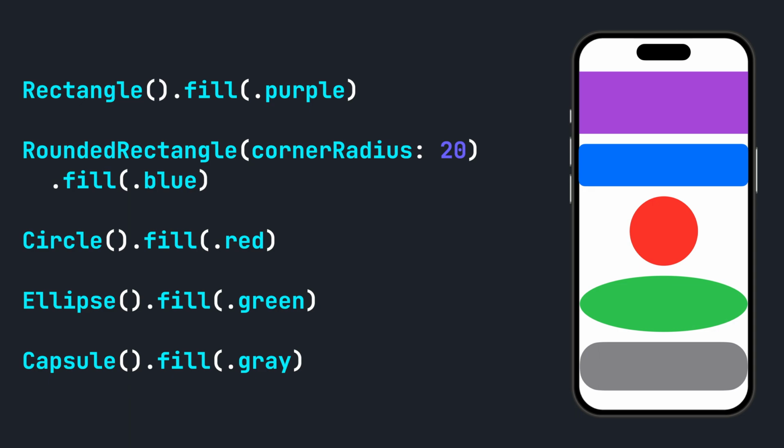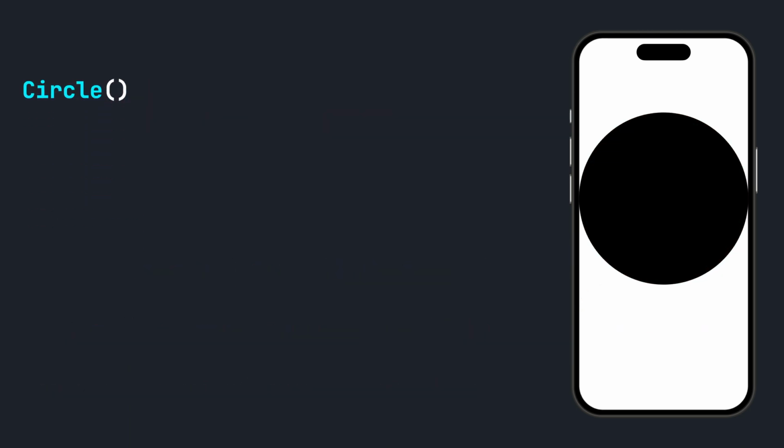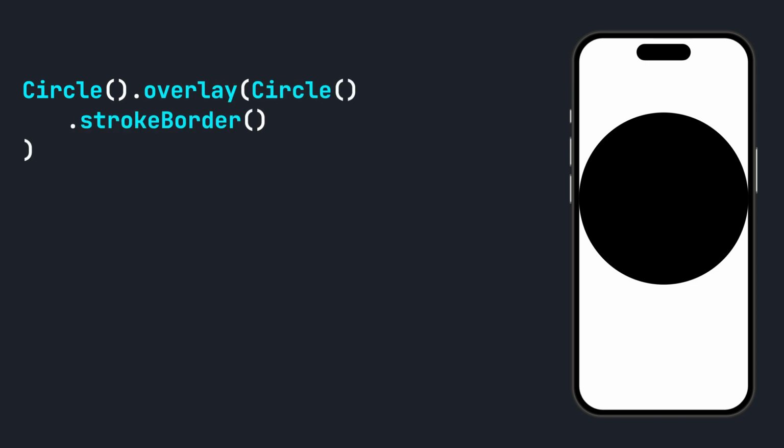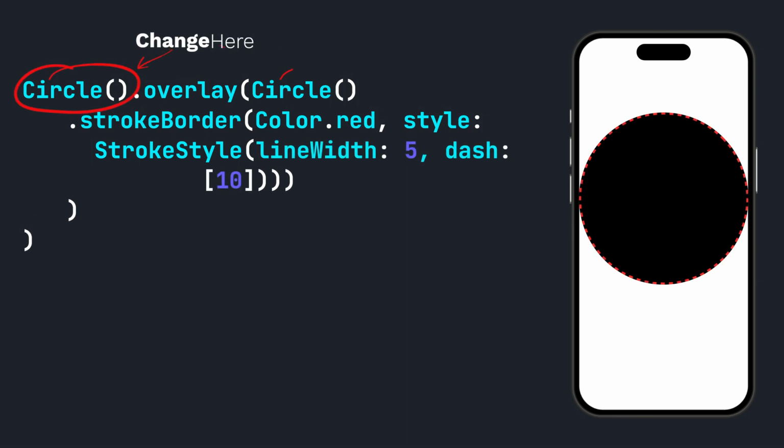If you want to apply a stroke instead of a fill, you can use the dot stroke modifier. Along with solid strokes, we can also add dashed lines to shapes with the dot overlay and the dot stroke border modifiers. You can apply this to any shape by just changing the initial shape and the overlay shape.